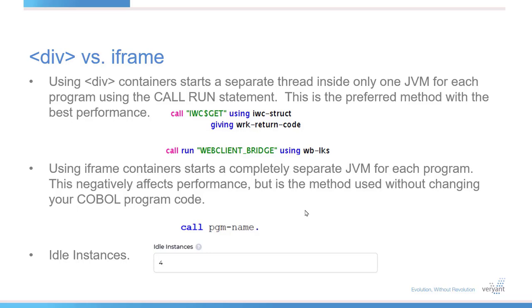One way to improve performance is to pre-start your JVMs. This is done in the WebClient application setup in idle instances. As users connect, they will be assigned one of the already running JVMs, and another one will be queued up. And this cuts down on that bit of time that it takes for the JVM to first start up.